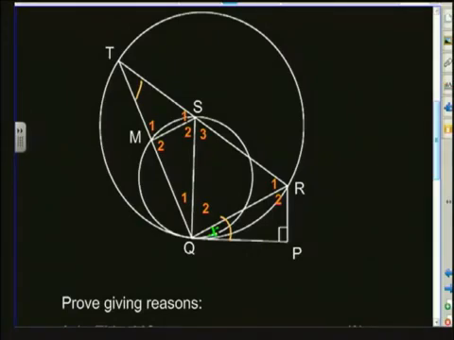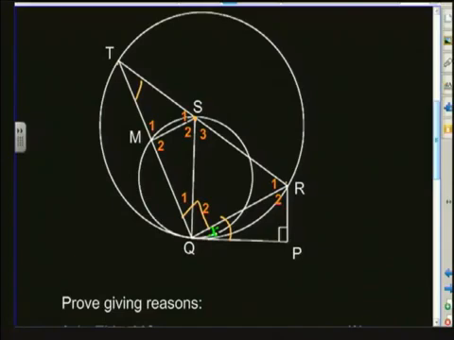They told you RP is perpendicular to PQ, so we know that's 90 degrees. They also told you that S was the center of the larger circle. So if S is the center of the large circle, that means that TR would be your diameter. So if that's the diameter, that means that this angle Q must be 90 degrees because of angle in the semicircle, right? Okay, so we're already thinking of those kind of things.